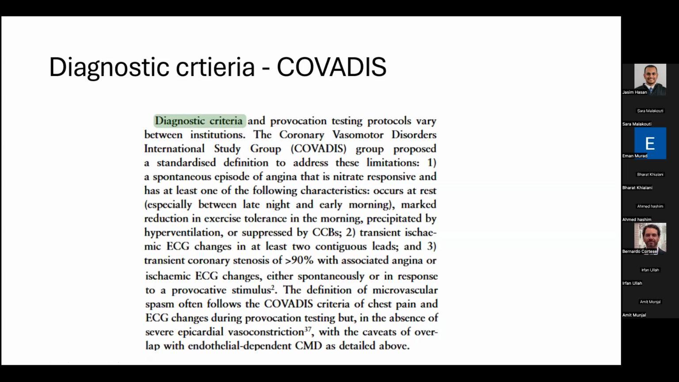And chest pain or ECG only, one criterion of the 3. We treat it, but probably we won't take him back to check the vasoreactivity under treatment.